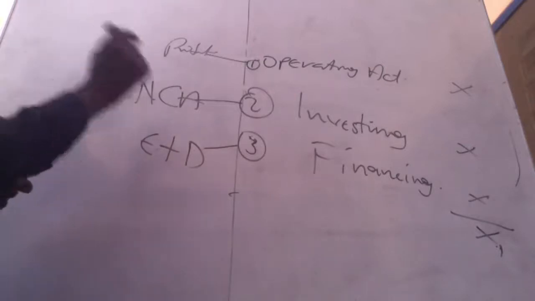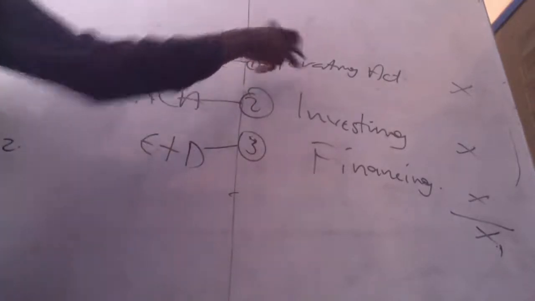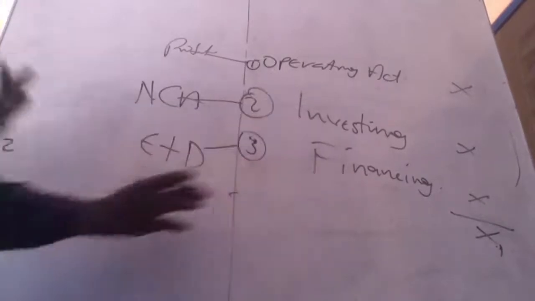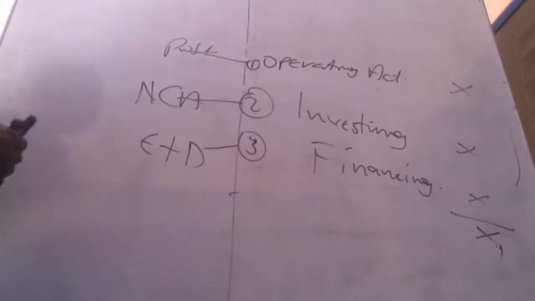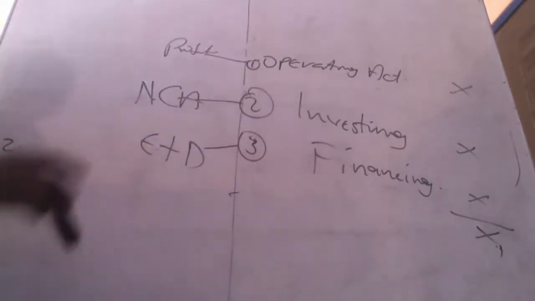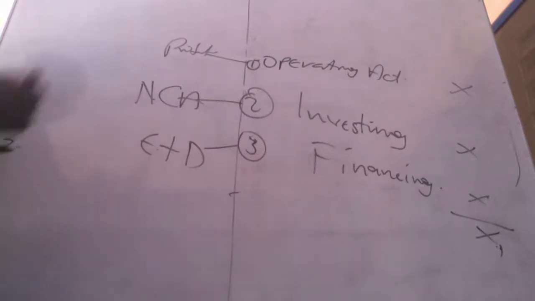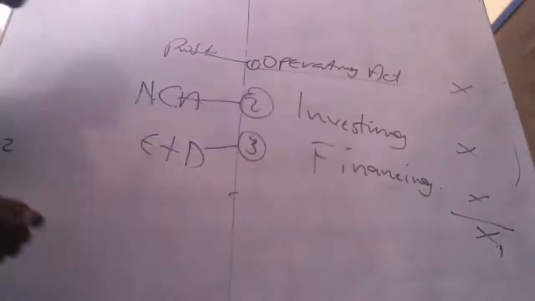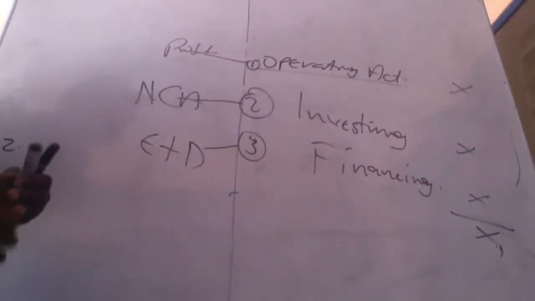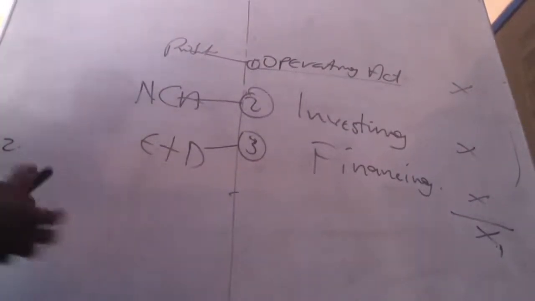Just that there are two methods you can use to prepare the cash flow from operating activity. But financing and investing don't have any method; they have one way of preparing them. So for operating activity, you have the direct method and the indirect method.